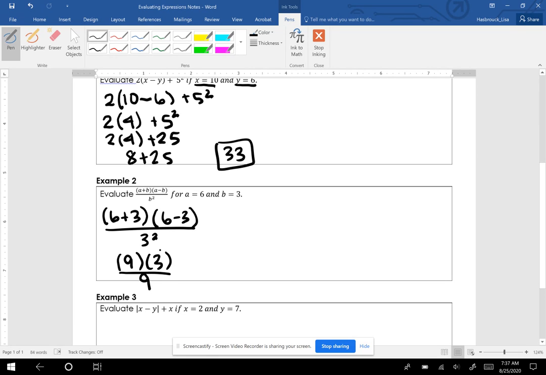So notice I did one step on top, one step on bottom at the same time. That's perfectly okay in fractions. Next on top, I'm going to do 9 times 3, which is 27, over 9. And 27 divided by 9 is 3.